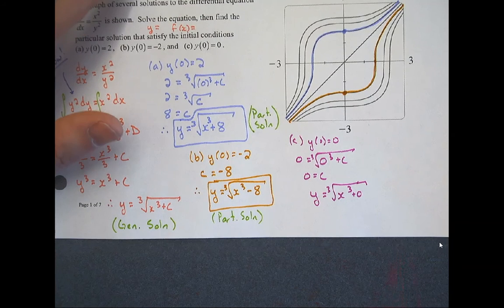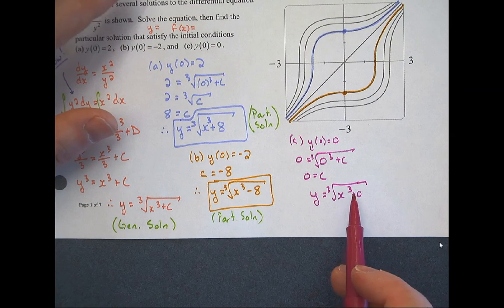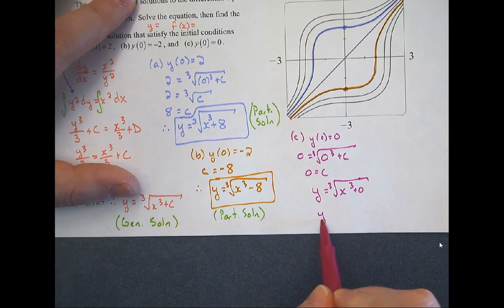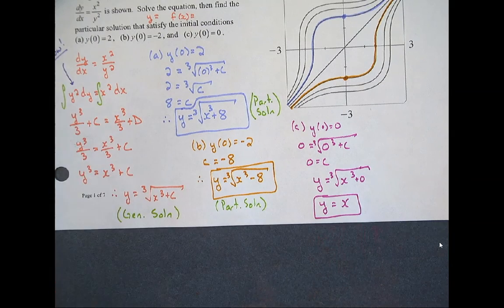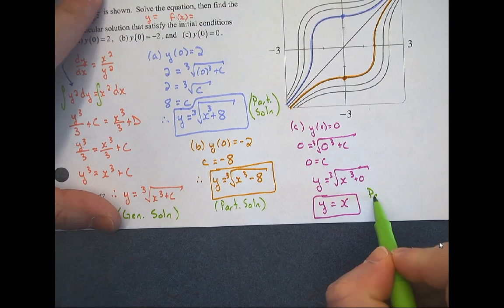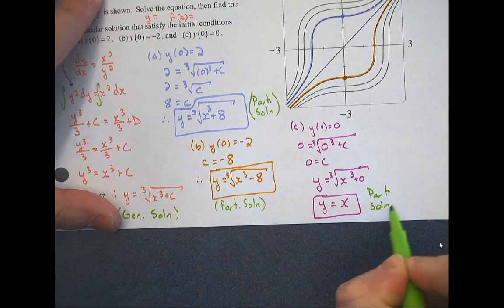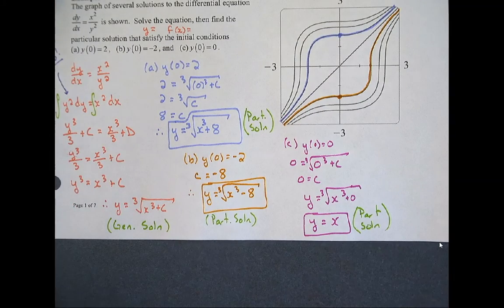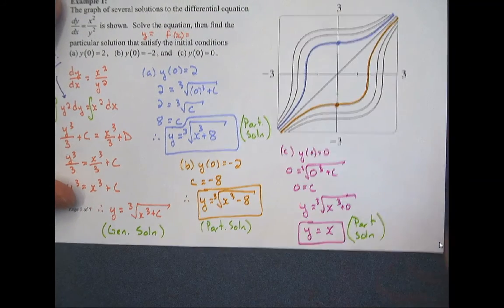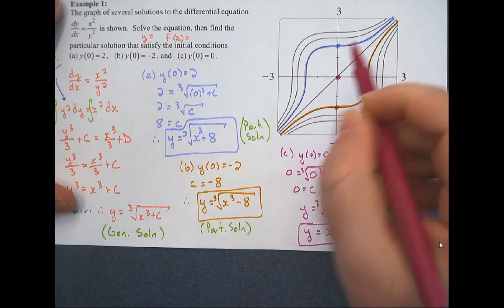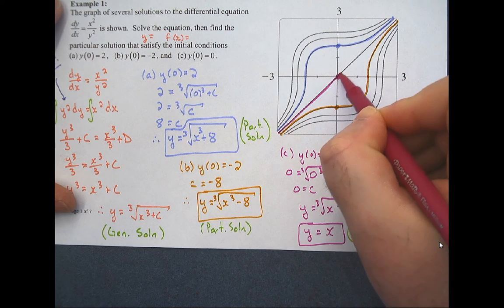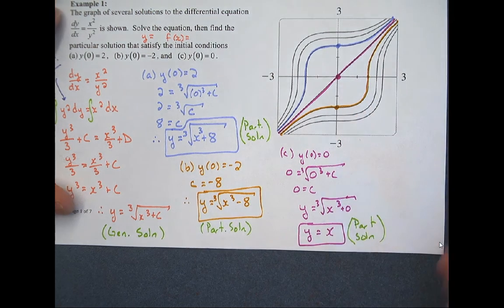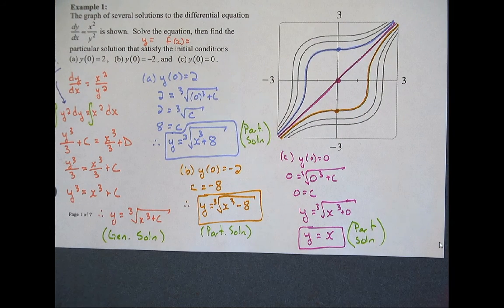And let's clean that up a little bit. If I add the 0, who cares? When I cube root x, I get y equals x. This is a particular solution. And it fits with our picture up above again. If I have the initial condition of 0, 0, I get the line y equals x. Pretty cool.